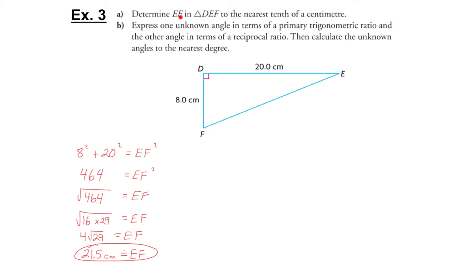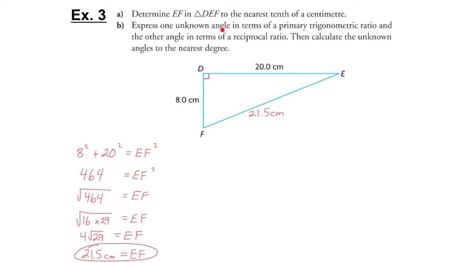But in the question, it says determine to the nearest tenth of a centimeter. So it's asking us to round our answer, and that's what I'm doing. So I can actually just do that in the calculator, and I get about 21.5 centimeters. Now, part B, that's where it gets a little more interesting.